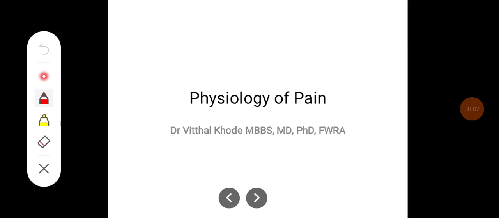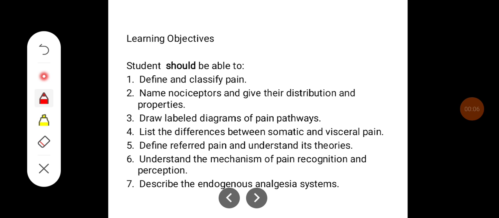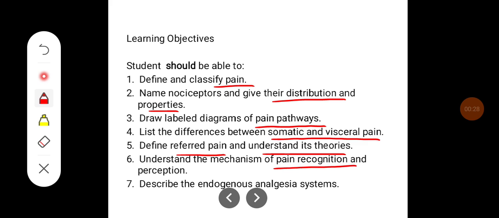Hello everyone, in this class we'll try to understand about the physiology of pain. Learning objectives of this class would be to define and classify pain, name the nociceptors and give their distribution and properties, draw labeled diagrams of pain pathways, list the differences between somatic and visceral pain, define referred pain and understand its theories, understand the mechanism of pain recognition and perception, and describe the endogenous analgesic systems.